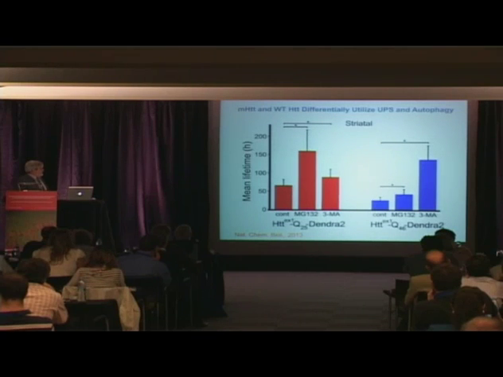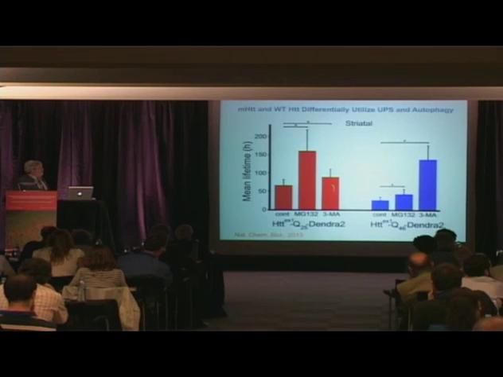To try to address this, we went back to our Dendra2 system, growing striatal neurons, and then added selective inhibitors of the proteasome or of autophagy, and then tested what effect they had on the half-life of the protein. And interestingly, what we found was that the half-life of mutant Huntingtin was much more sensitive to autophagy inhibition, whereas wild-type Huntingtin seemed to be cleared more by the proteasome.